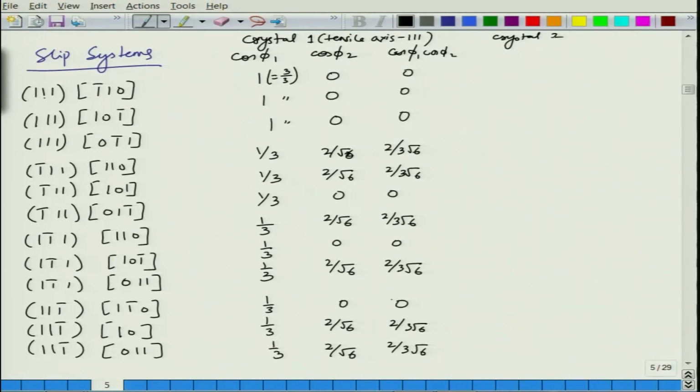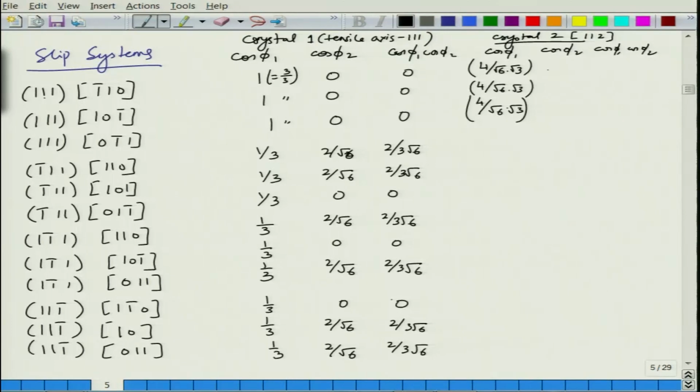Now, let us look at crystal 2. Again we calculate cos phi 1 and cos phi 2. Crystal 2 has orientation 1 1 2. So, if you take the cos of the angle between 1 1 2 and 1 1 1, it will be 4 divided by square root of 6 into square root of 3, and this will again be 4 divided by square root of 6 into square root of 3.